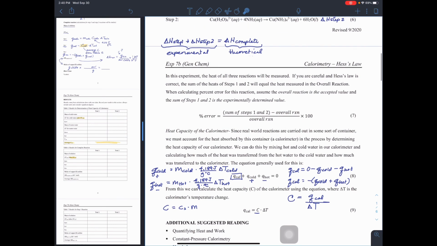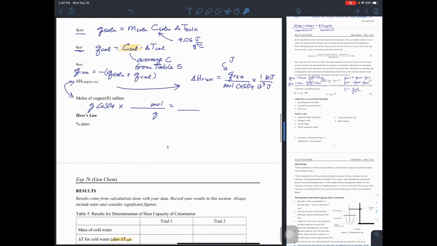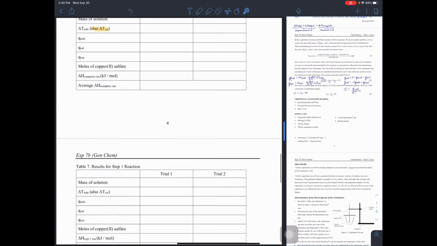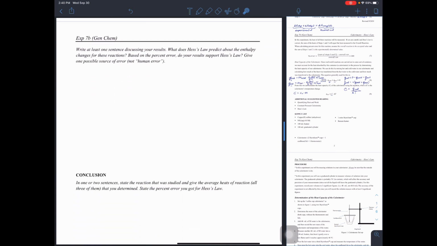So we're going to use the sum of delta H for step 1 and step 2 as our experimental value, so that goes in here. And we're going to use the complete reaction value for our theoretical, so that goes here and here. And you can calculate the percent error. So there's lots of results tables. And then there's a little discussion section here.